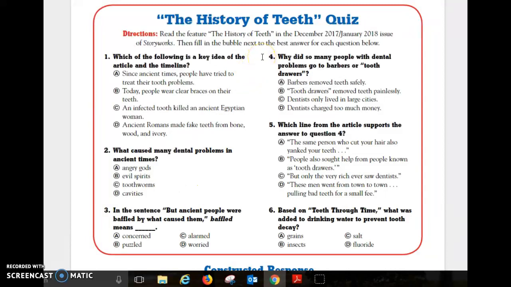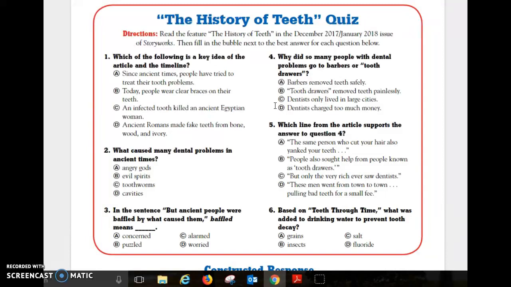Number 4. Why did so many people with dental problems go to barbers or tooth drawers? A. Barbers removed teeth safely. B. Tooth drawers removed teeth painlessly. C. Dentists only lived in large cities. D. Dentists charged too much money.